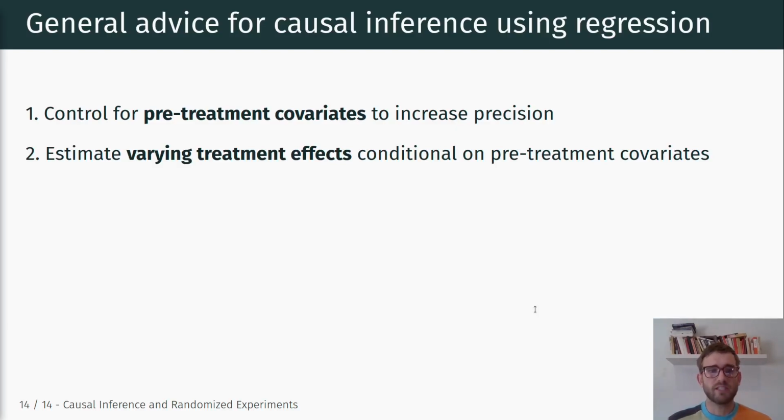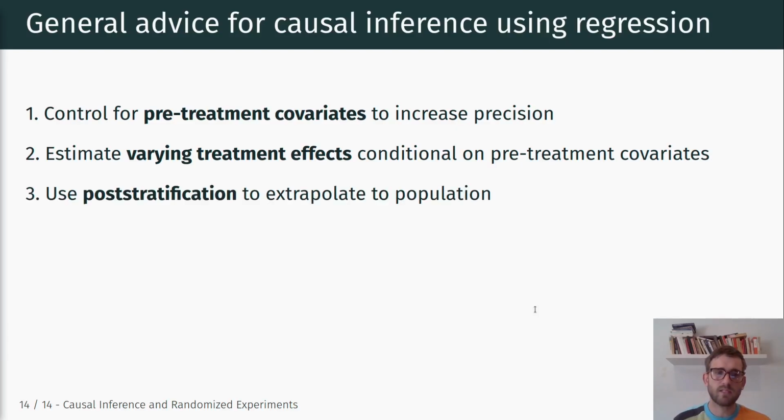You can also directly estimate varying treatment effects conditional on these pre-treatment covariates. So you can include interactions between your treatment assignment and these pre-treatment covariates to directly model varying treatment effects. And then the next step, we already talked about post-stratification.